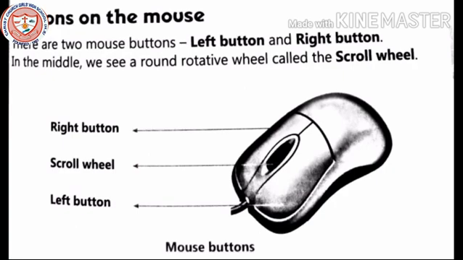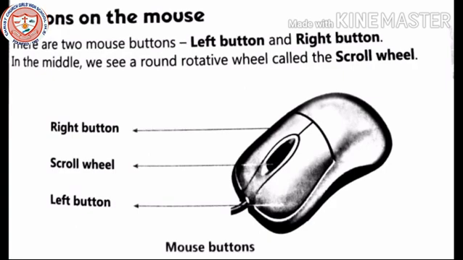There are 2 buttons present on the mouse. The very first is the left button and the right button. So there are 2 mouse buttons: the left button and the right button.